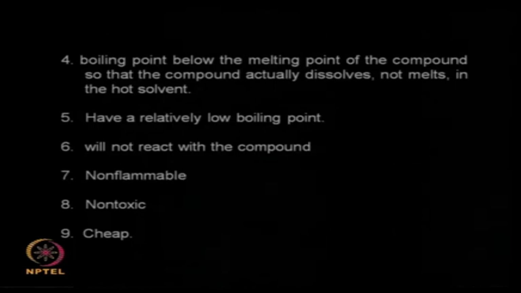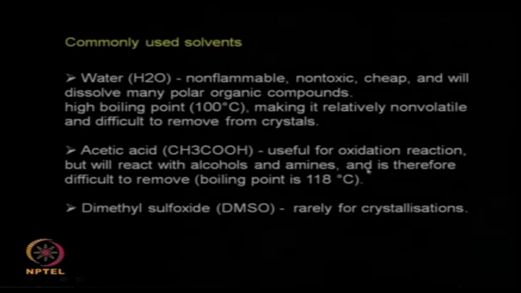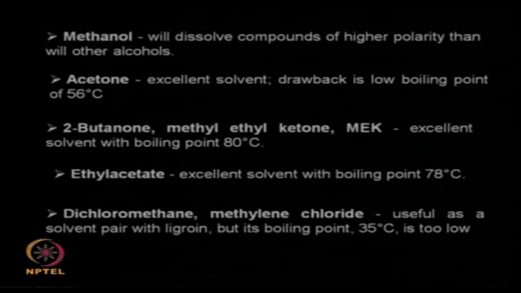We do not want an exotic very expensive solvent, and every solvent liter we lose, we are losing money. So what are the commonly used solvents? Water, because it is the most non-flammable, non-toxic, cheap and so on, but only problem is it has got a very high boiling point. So we have to raise the temperature, we have to resort to vacuum and so on, so the removal cost is very high. Acetic acid, it is useful, but it will react with alcohols and amines, and it has got a very high boiling point. Dimethyl sulfoxide, DMSO, it is not used in crystallization, it is used in reactions.